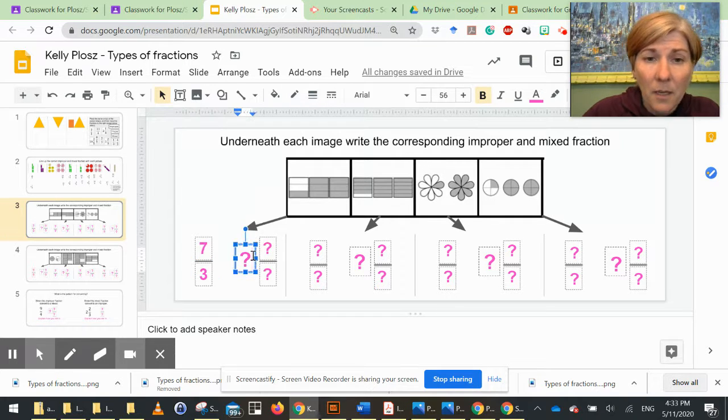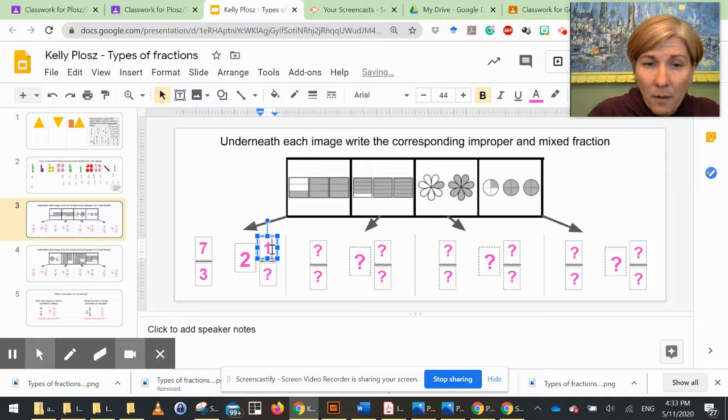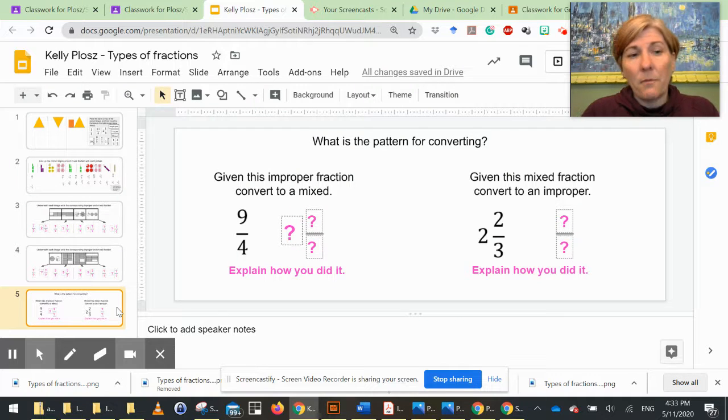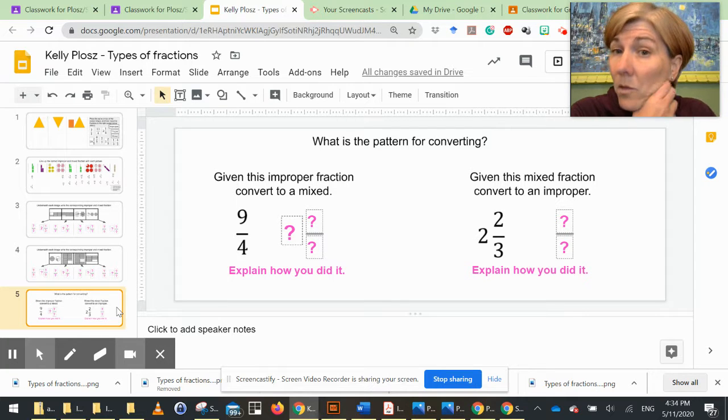The mixed, I can clearly see that 2 of them are fully colored in, and the last rectangle there has 1 of the 3 colored in. Okay, so I just go ahead and type in the mixed and improper fraction for that. And then there's another slide like that, and then the final slide, you are given the improper fraction and you have to write what that would be in terms of mixed.